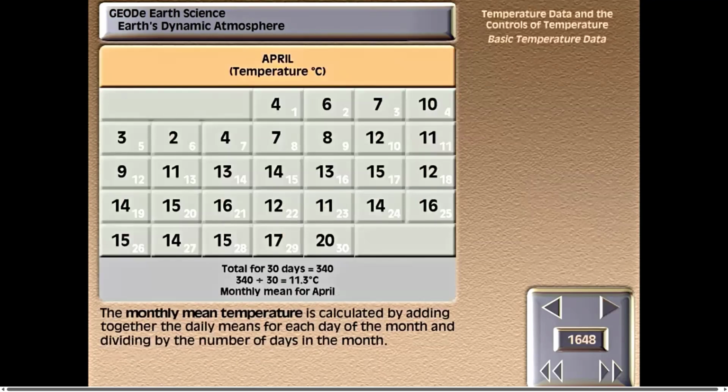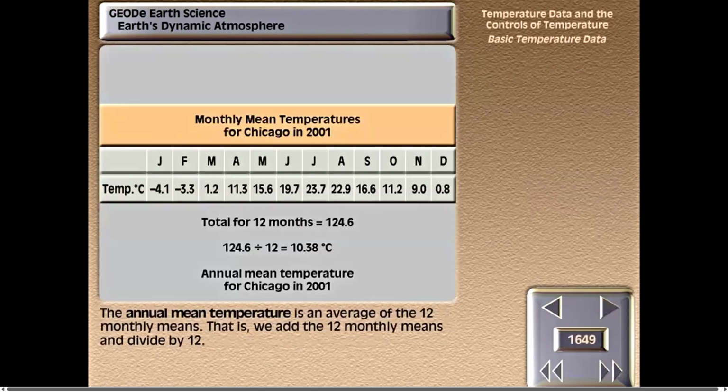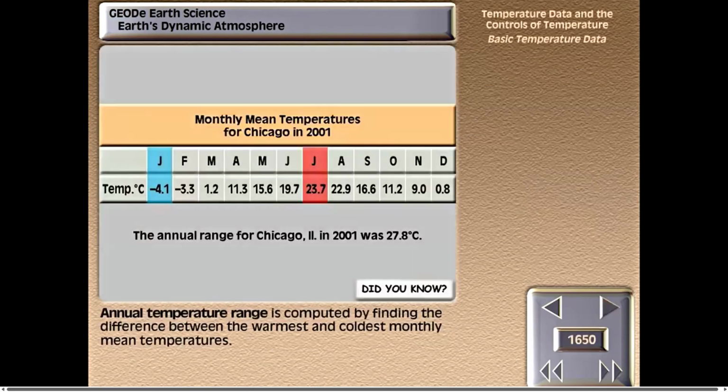The monthly mean temperature is calculated by adding together the daily means for each day of the month and dividing by the number of days in the month. The annual mean temperature is an average of the 12 monthly means. That is, we add the 12 monthly means and divide by 12. Annual temperature range is computed by finding the difference between the warmest and coldest monthly mean temperatures.